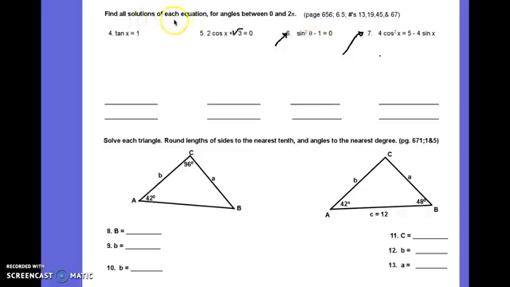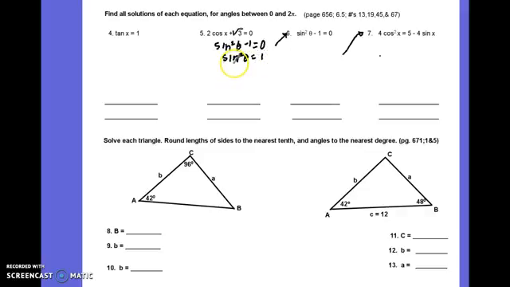Number 6 says: find all solutions for each equation for angles between 0 and 2 pi. So here's this one. Sine squared theta minus 1 equals 0. My first step is kind of like if you had x squared minus 1 equals 0. You'd add the 1 to both sides. So you'd have sine squared theta equals 1.